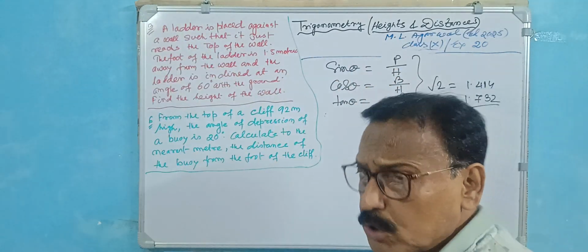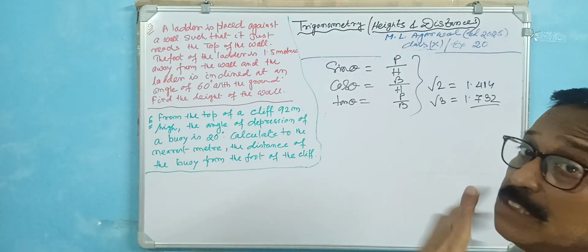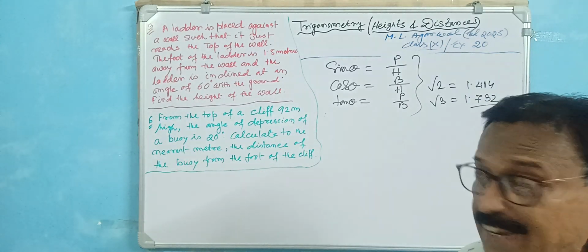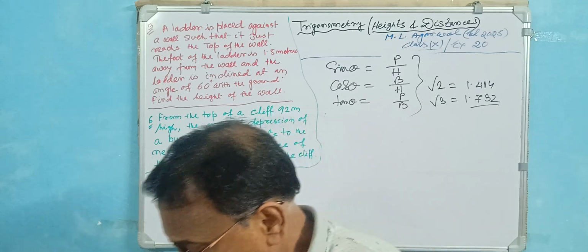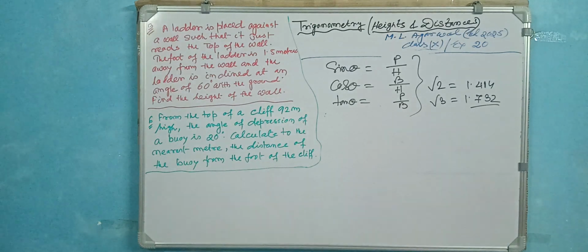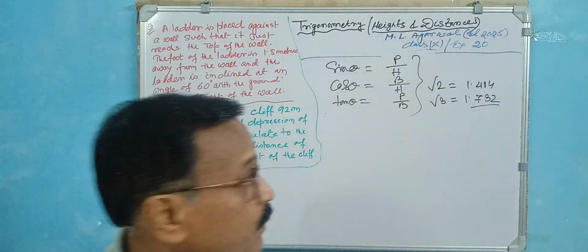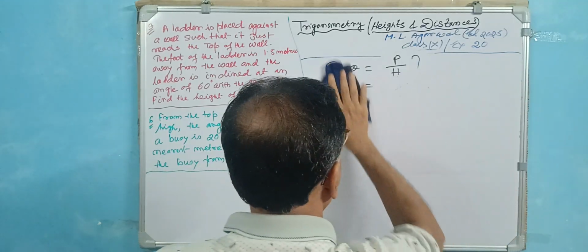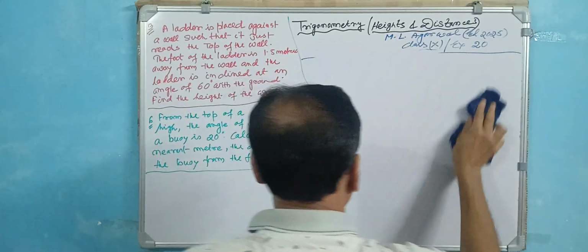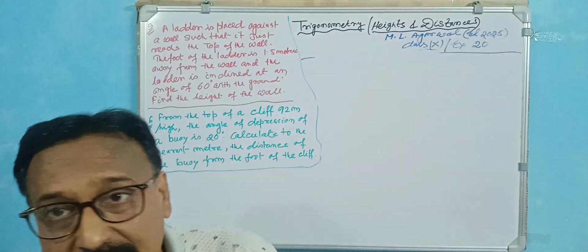This is sine theta, cos theta, tan theta. You know, cosec theta is 1 by sine theta, sec theta is the opposite of cos theta, and cot theta is the opposite of tan theta. Is it clear? Now the basic concept is very useful here, and it is applicable to the sums. Very important.